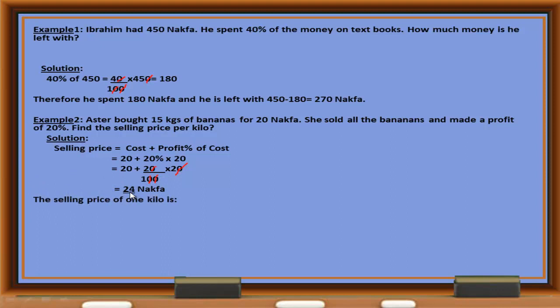The selling price of 1 kilo is, for 15 kilos she sold at 24 nafa. For 1 kilo she sold at 24 over 15, that is 1.6 nafa. This means 1 nafa and 60 cents. That is for 1 kilo.